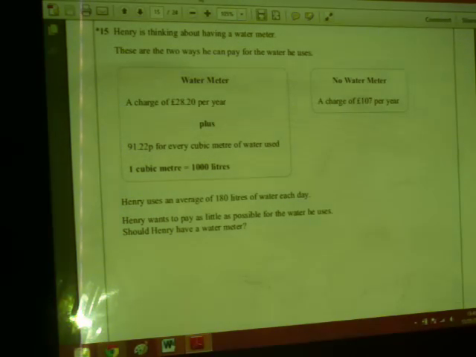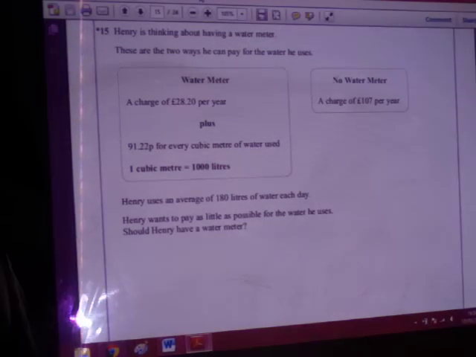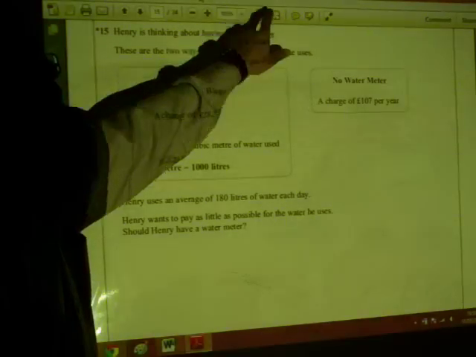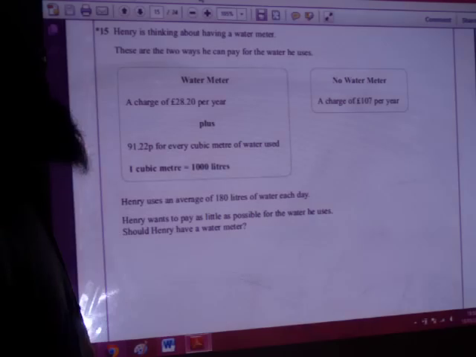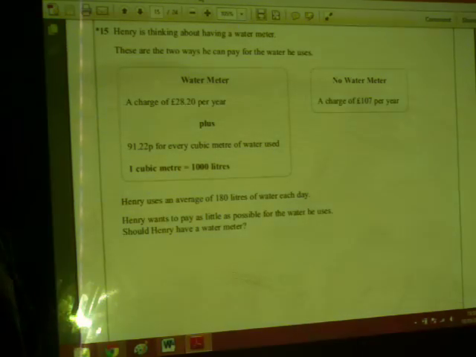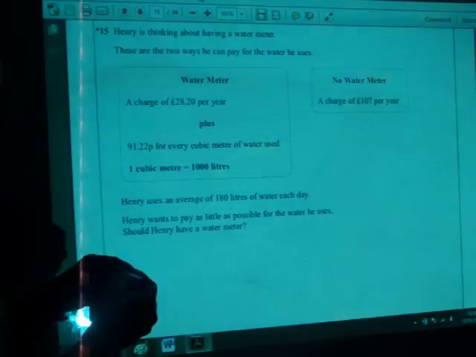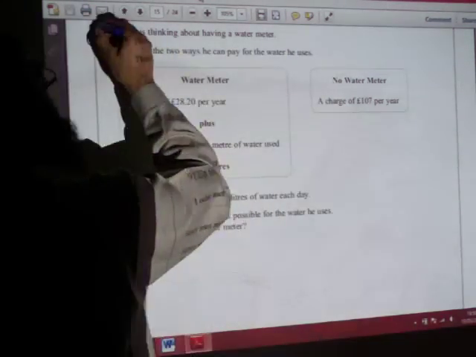Okay, let's get started. Okay folks, this is part 2 of the same paper. It's the June 2012 paper, Edexcel 1MA0, the second paper. Now this is part 2. It starts from here, question number 15.